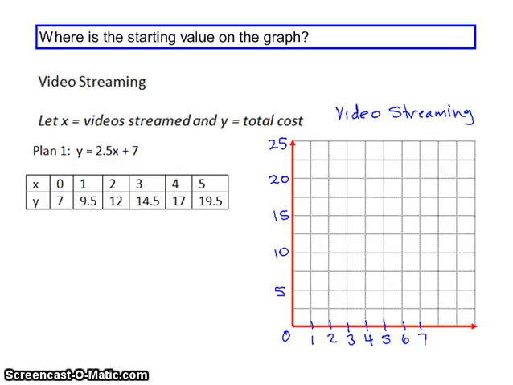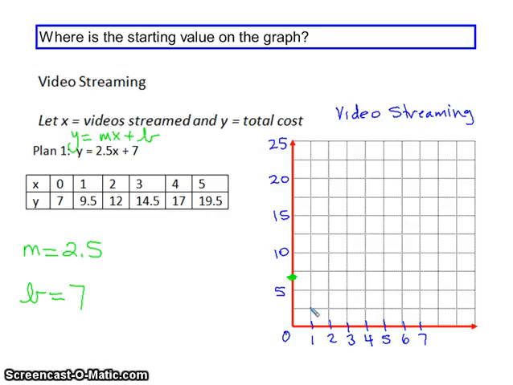Now let's look at how we can use the slope-intercept form of the equation to actually graph. So we've looked several times at the video streaming problem, but let's look at what we know. So if we have y equals mx plus b, the slope is 2.5 since it's the coefficient of x, and the starting value, or y-intercept, b, is 7. So that helps us because we can go directly to our graph, and we can go to 7 and graph (0, 7). That's our y-intercept.